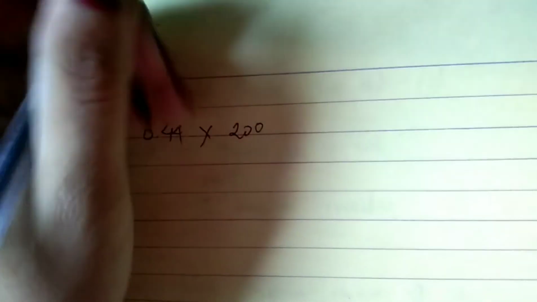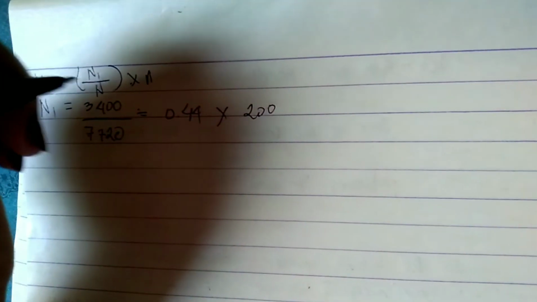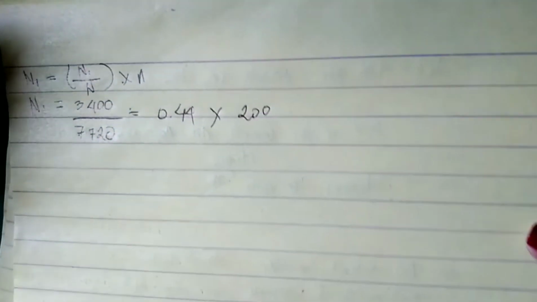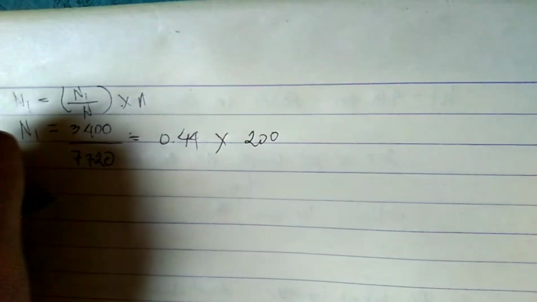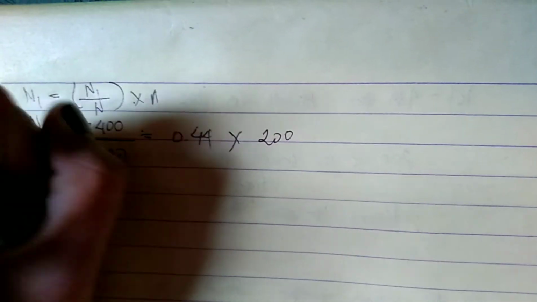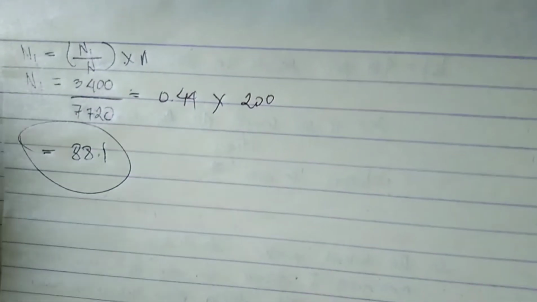So 0.44. Then, following the formula, we multiply it by 200, which is the selected number given. You multiply 0.44 times 200, which is equal to 88.1. So that is the answer.